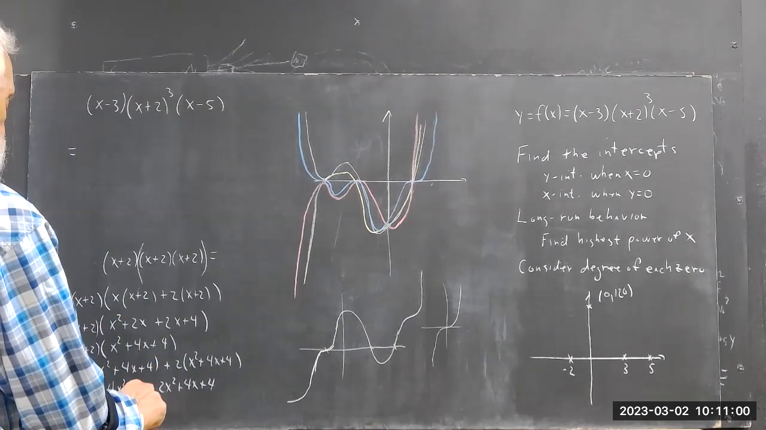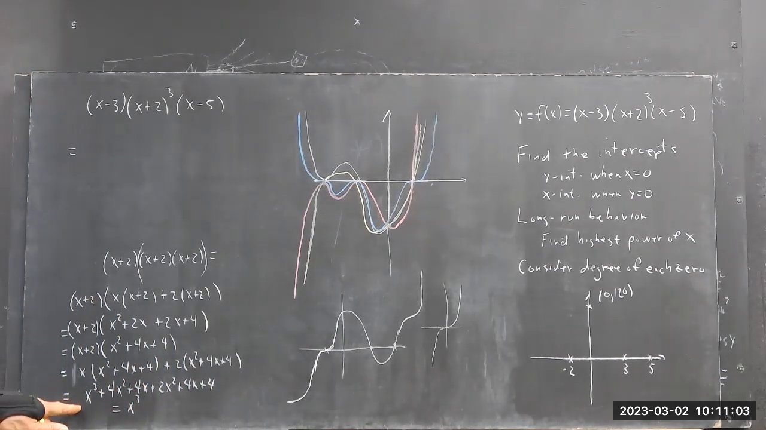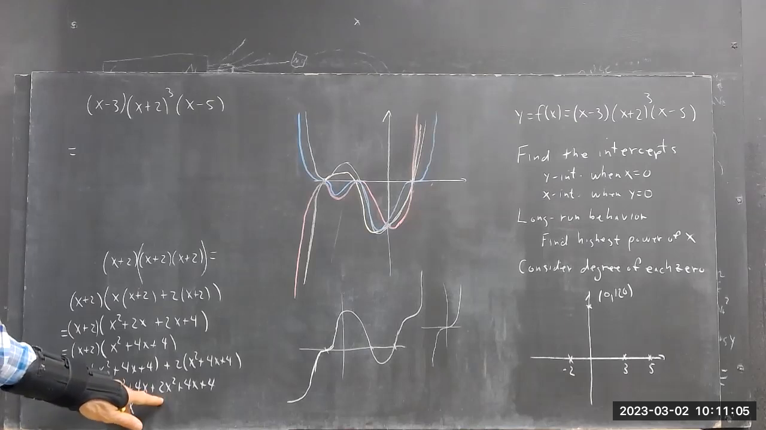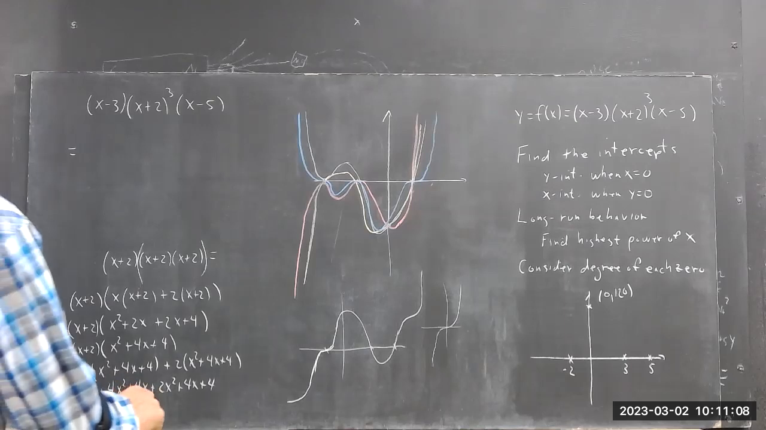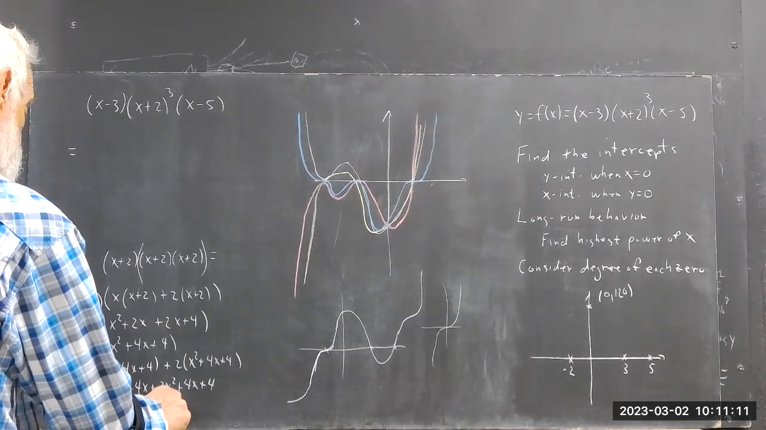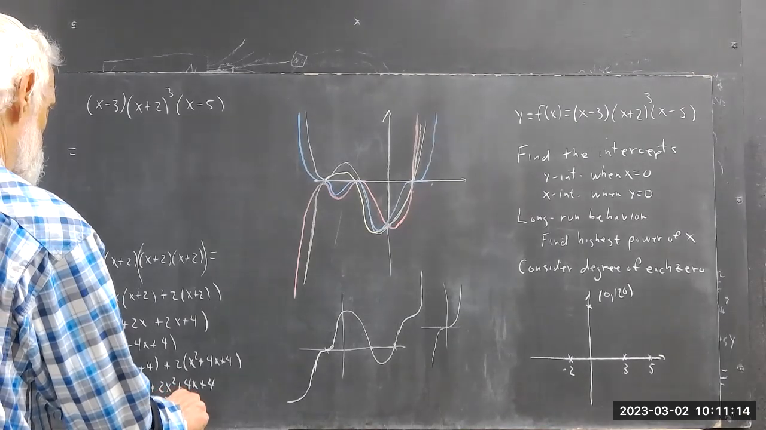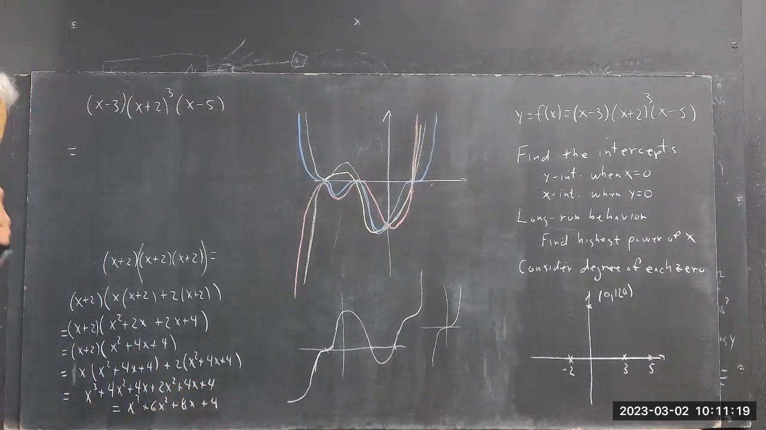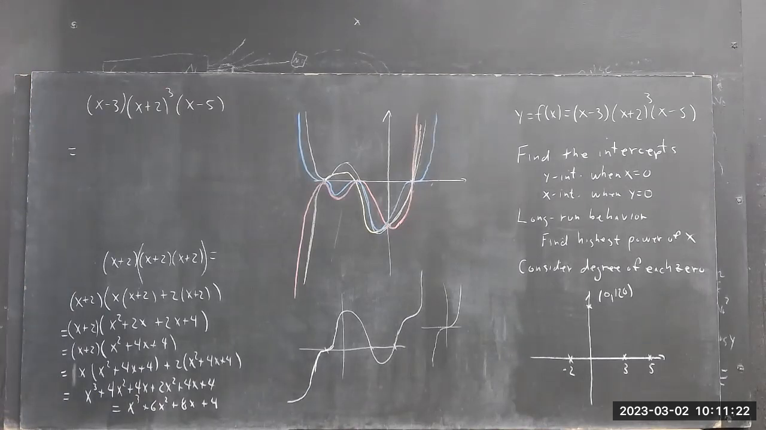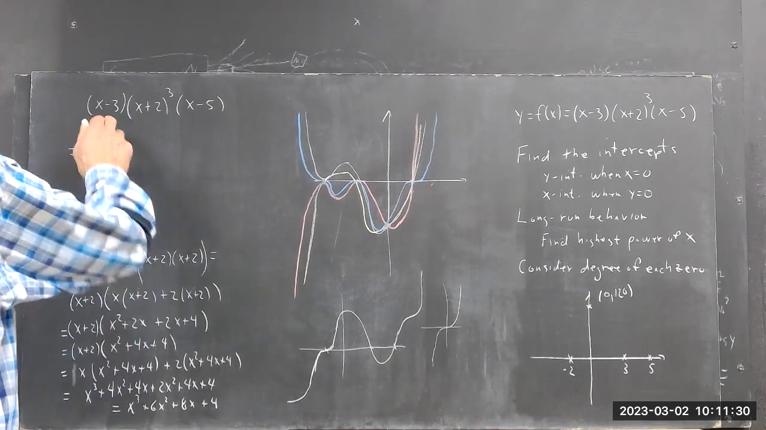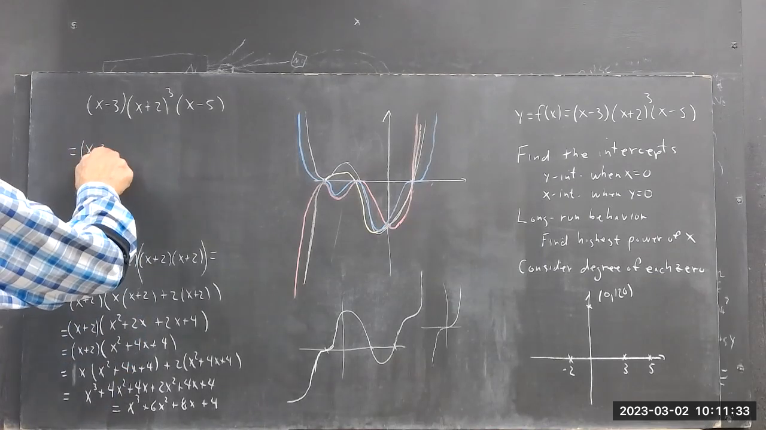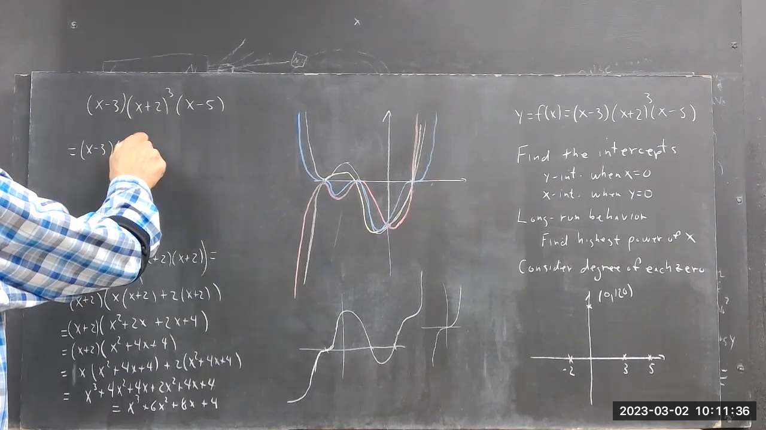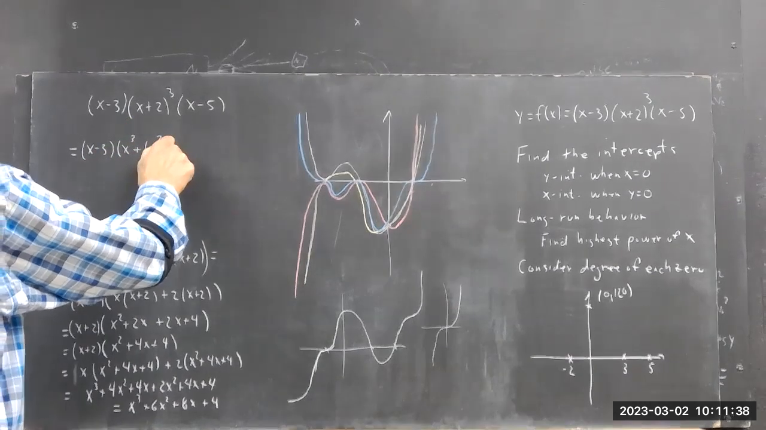And then finally, that equals x cubed. We've only got one x cubed here. We've got 4x squared and 2x squared. That makes 6x squared, plus 8x, plus 4. And there's the cube of x plus 2. So we can now replace this x plus 2 cubed by x cubed plus 6x squared plus 8x plus 4.